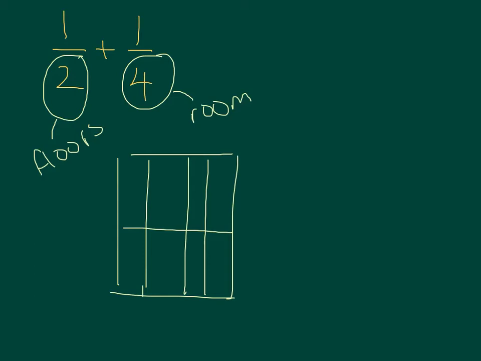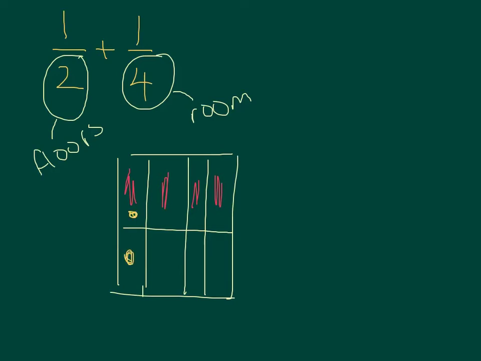So then you go ahead and you start coloring in your floors. So the first fraction says that there are 1/2 of the building. 1/2 of the building is occupied. So we're going to go ahead and occupy 1/2 of the building. Then we say that the second fraction says 1/4 of the building is occupied. So we're going to go ahead and occupy 1/4 of the building.